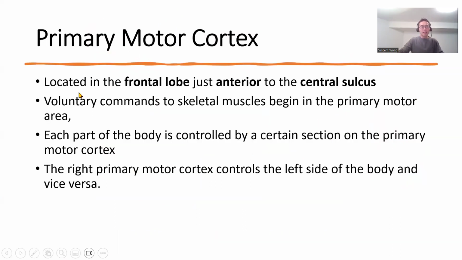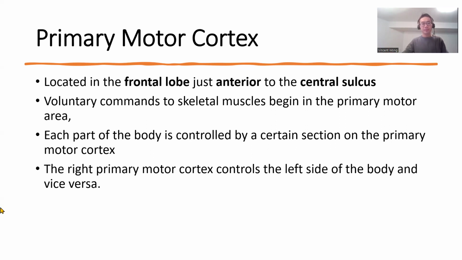Okay, so the primary motor cortex, it's everything I told you already, but written out for you. It's located in the frontal lobe, just in front of the central sulcus. Voluntary commands to skeletal muscle begin in the primary motor cortex. So not everything is part of a reflex. Okay, I can voluntarily move my right hand up. I'm controlling this right now. I'm not moving my hand because of some reflex. So to initiate some kind of voluntary movement, to move my right hand, it would start on my left primary motor cortex. Okay, to move my left fingers, it would start on the right primary motor cortex.